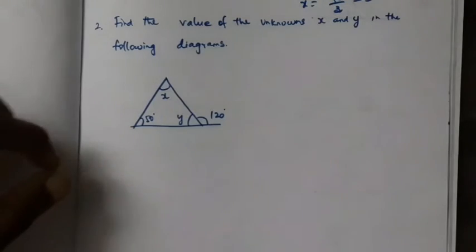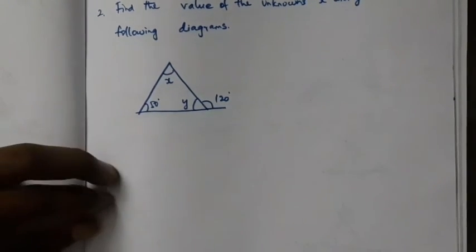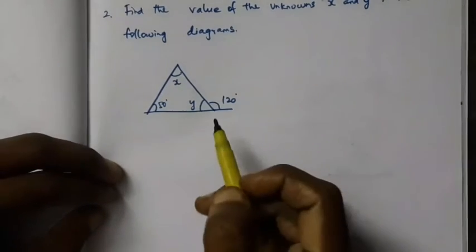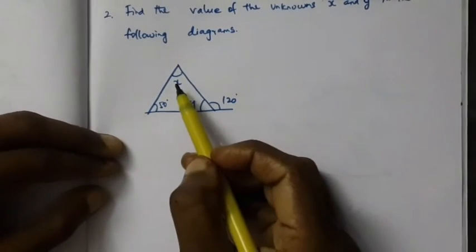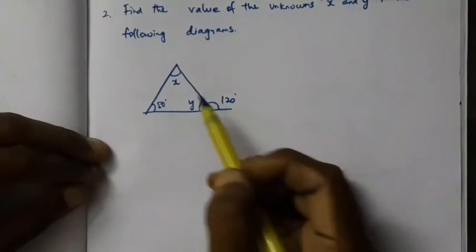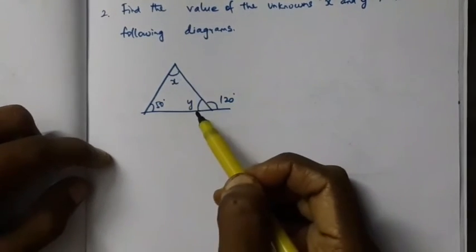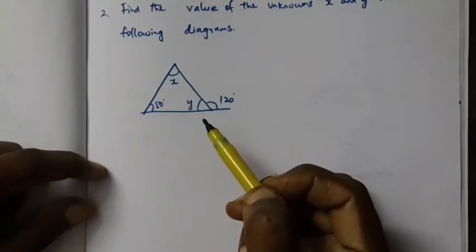Find the value of the unknowns x and y in the following diagrams. So this we can solve in two different ways. First, we know that if you add all these, 50 plus x plus y, you will get 180 degrees. But here there are two variables. First we have to find either x or y. In two ways we can solve this problem.